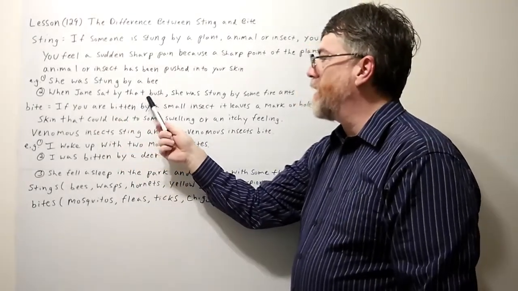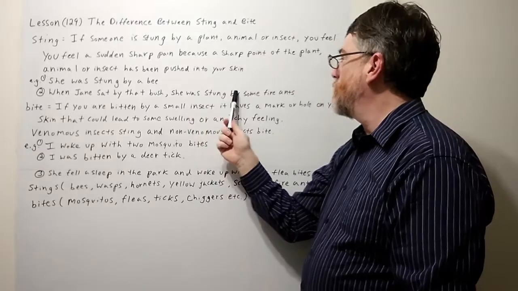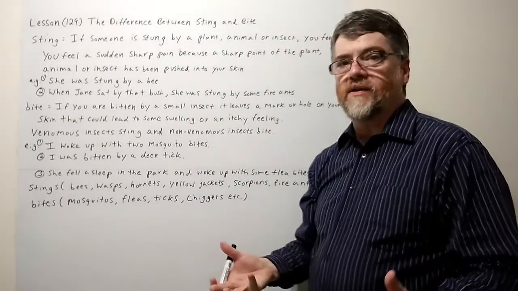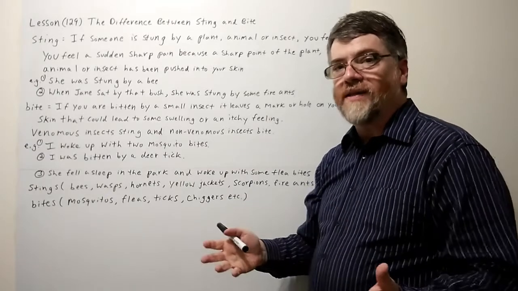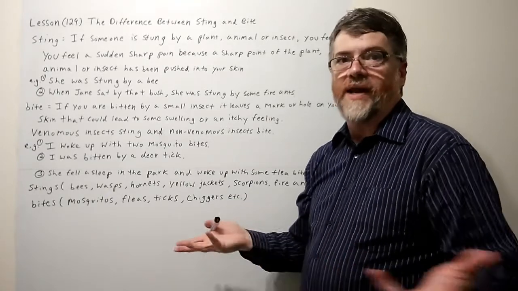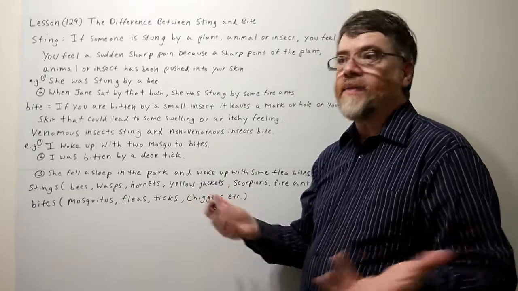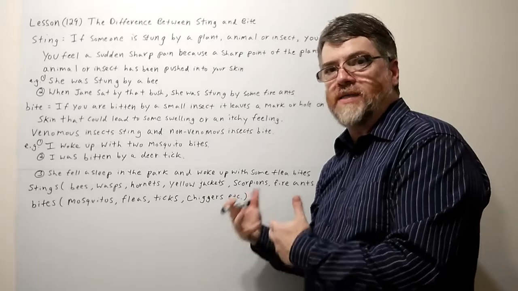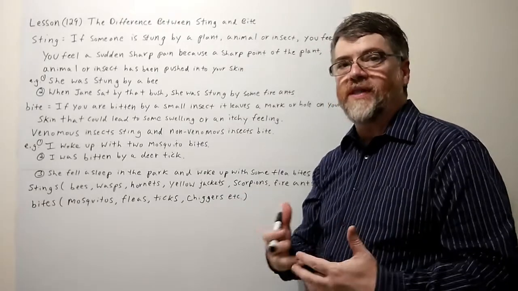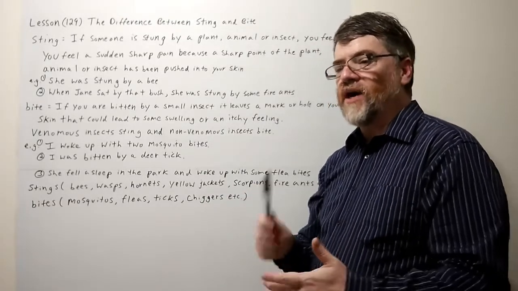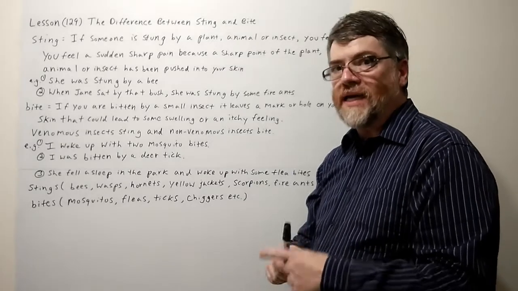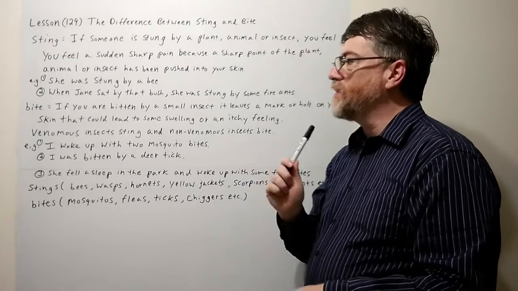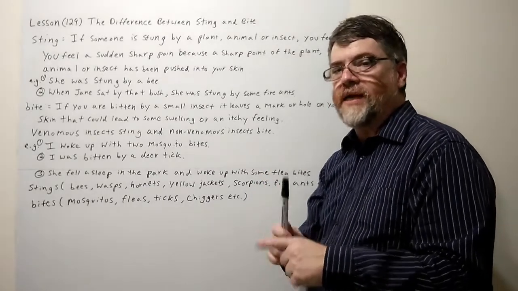When Jane sat by that bush, she was stung by some fire ants. All right, now fire ants, they don't have any stingers, but they sting. They're ants. So how do they sting? Well, they bite. But the fact is that you feel pain. Ow! If anybody ever has been bitten by fire ants, you feel that pain immediately. So we say fire ants sting. So that's one of the key ways about it. With sting, you feel a sharp pain immediately.